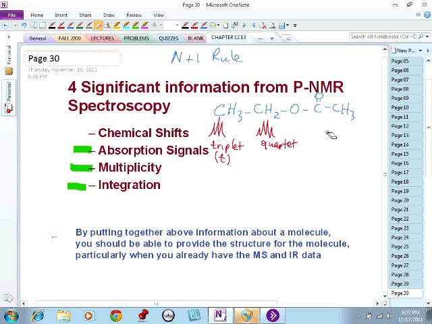What's the importance of knowing that it's a triplet or a quartet? Don't worry, we'll get there. We'll get there, okay?